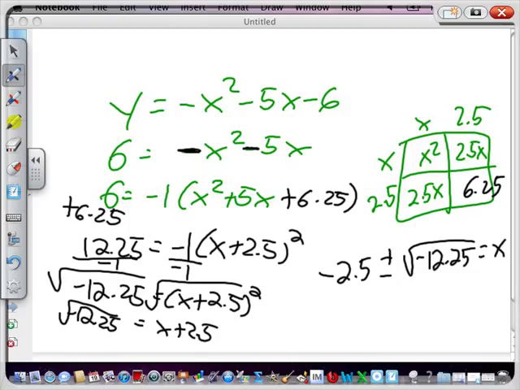Okay, this is the same answer every time, but how many roots are there? 1 or 2? 2, because you've got a plus sign and a minus sign. So there's going to be 2 different problems. Is it real or imaginary? And how do you know? There's a negative under the square root sign. Okay?